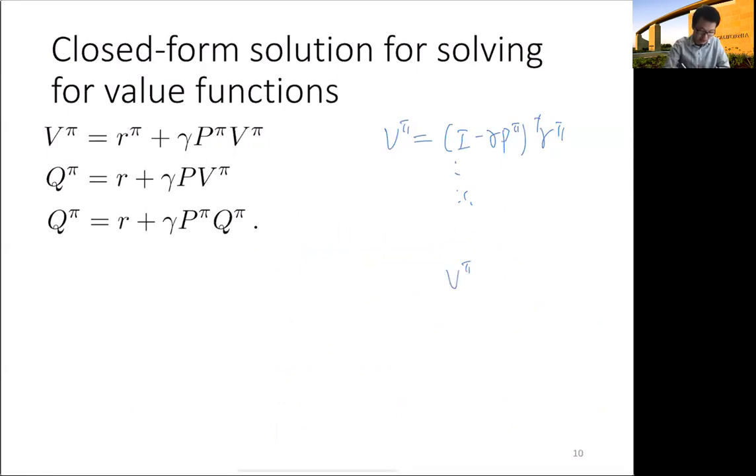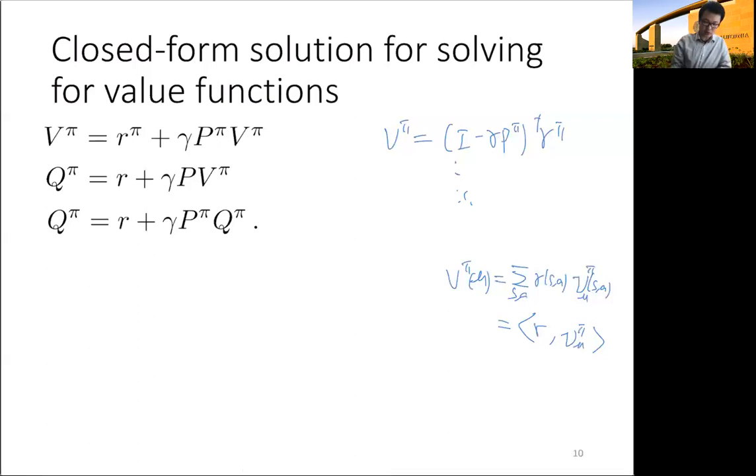The occupancy measure says that the value of this policy is equal to the inner product, the sum over S and A of R(S, A) times the occupancy measure of S and A, mu pi. So this is an inner product of R and mu pi for policy pi under the initial distribution mu, right?